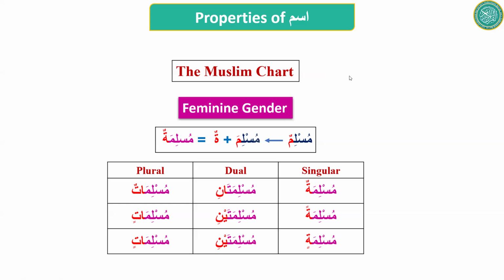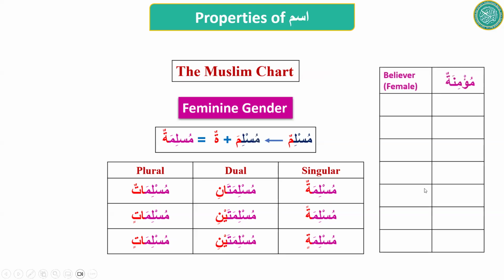All right, so Muslim chart for masculine and Muslim chart for feminine. And now what we are going to do is fit other words in this table and use this table as a template. Okay. Abu Bakr.